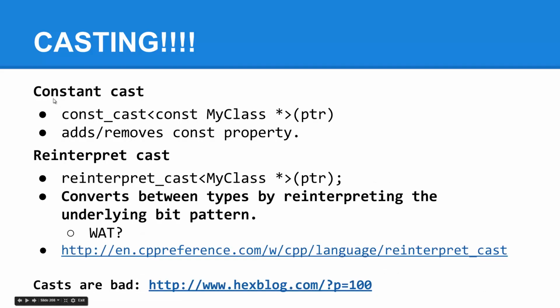There are other cases. Constant cast is for adding and removing the constant property. It's not very dangerous. I've never seen a vulnerability involving it. Reinterpret cast is very interesting. It converts between types by, at runtime, reinterpreting the underlying bit pattern.